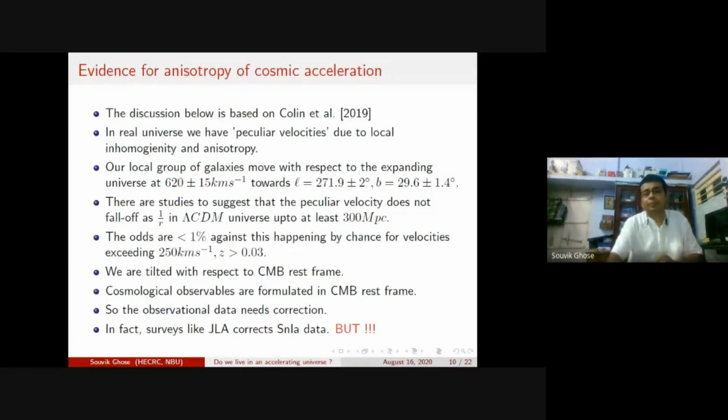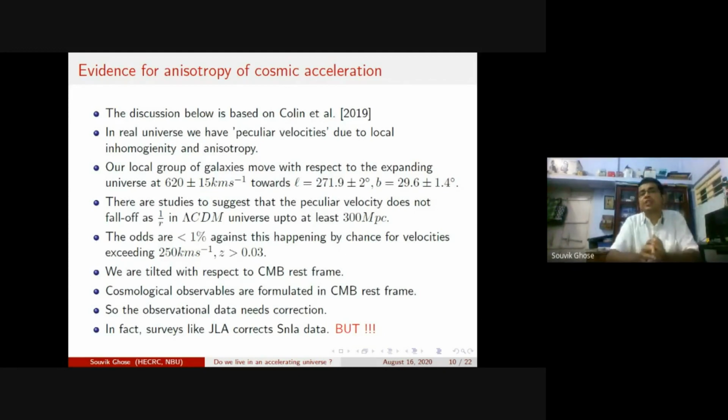Now, this is from the paper by Colin et al. in 2019, and Souvik Ghose is involved in this work, who has done other works as well on similar lines. But today I am going to discuss the findings from this paper as briefly as possible.